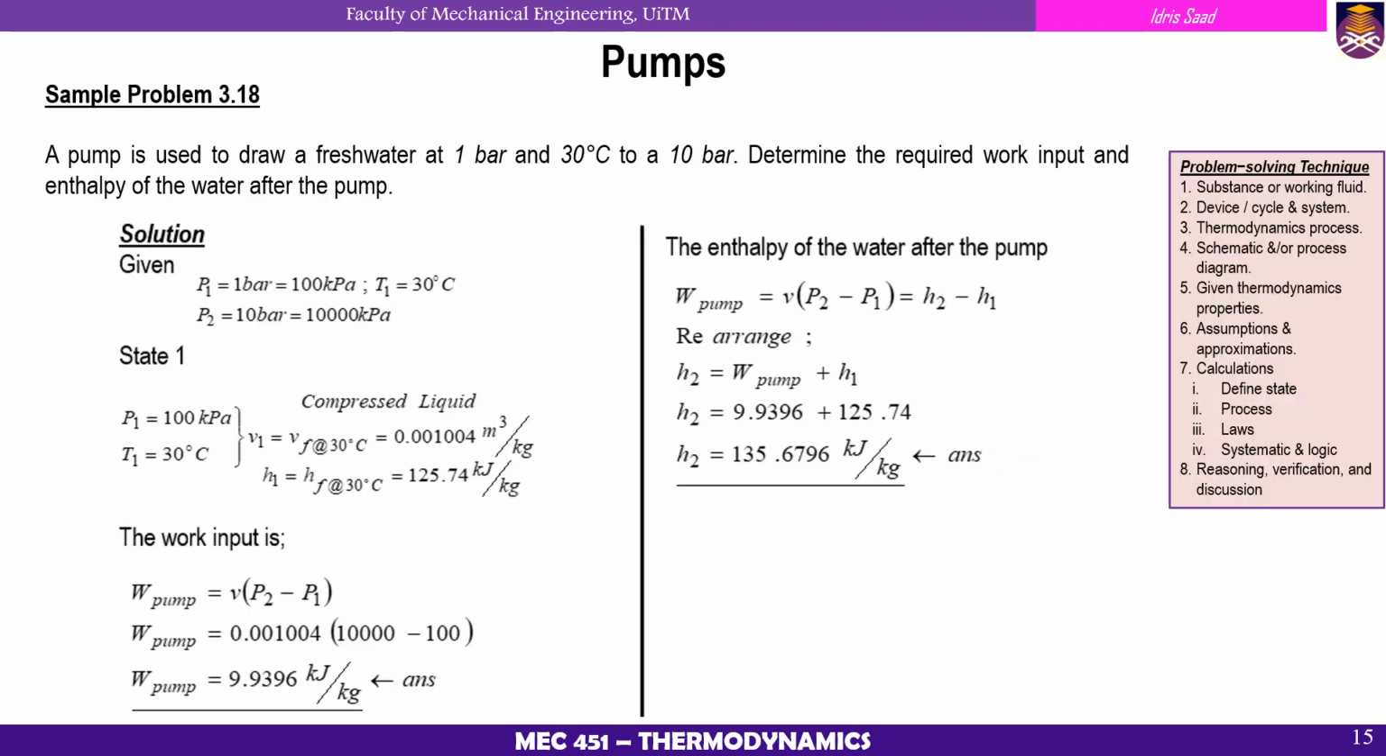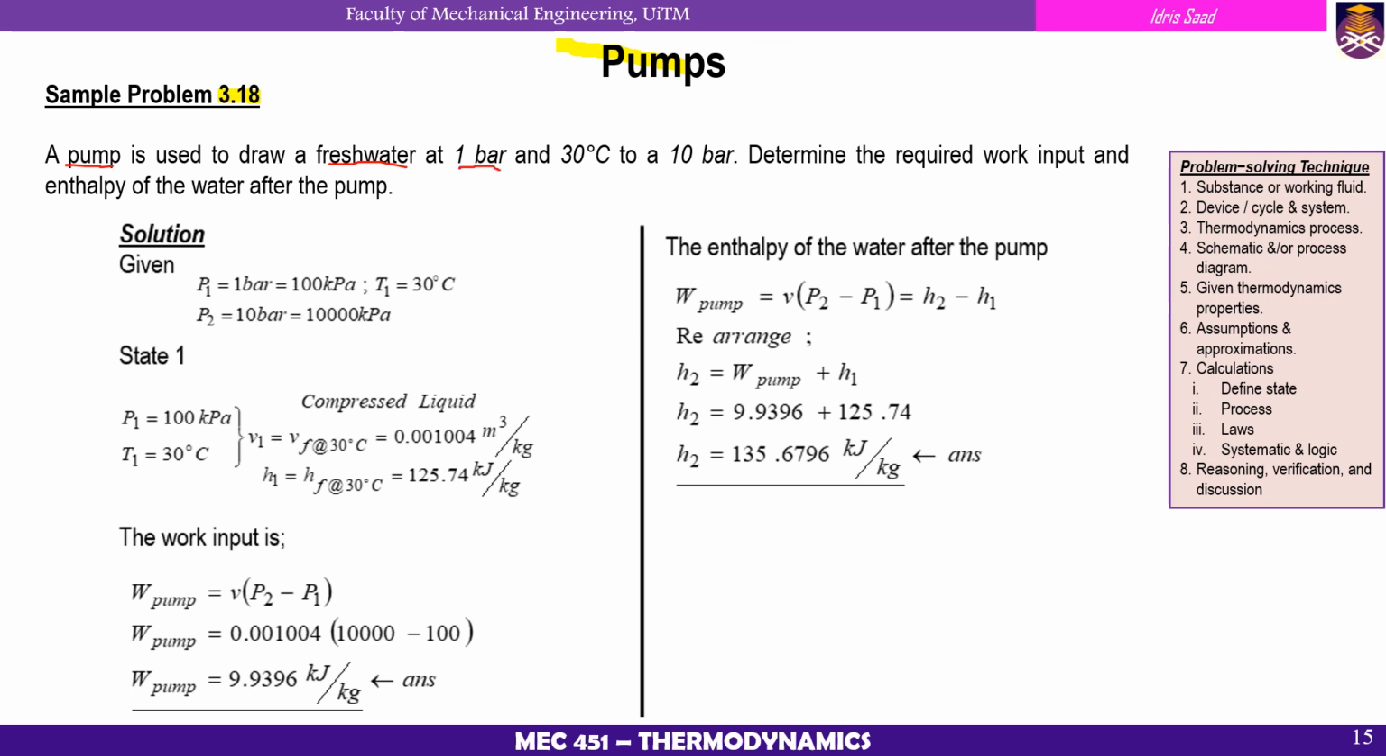This is sample problem 3.18. Basically, this sample problem is used to demonstrate the way to apply the energy balance equation for steady flow processes of a pump. Let us see the question. The question says a pump is used to draw fresh water. Please remember the function of the pump is to increase the pressure of an incompressible fluid. In our case, the incompressible fluid is water. So it is used to pump the fresh water at 1 bar.